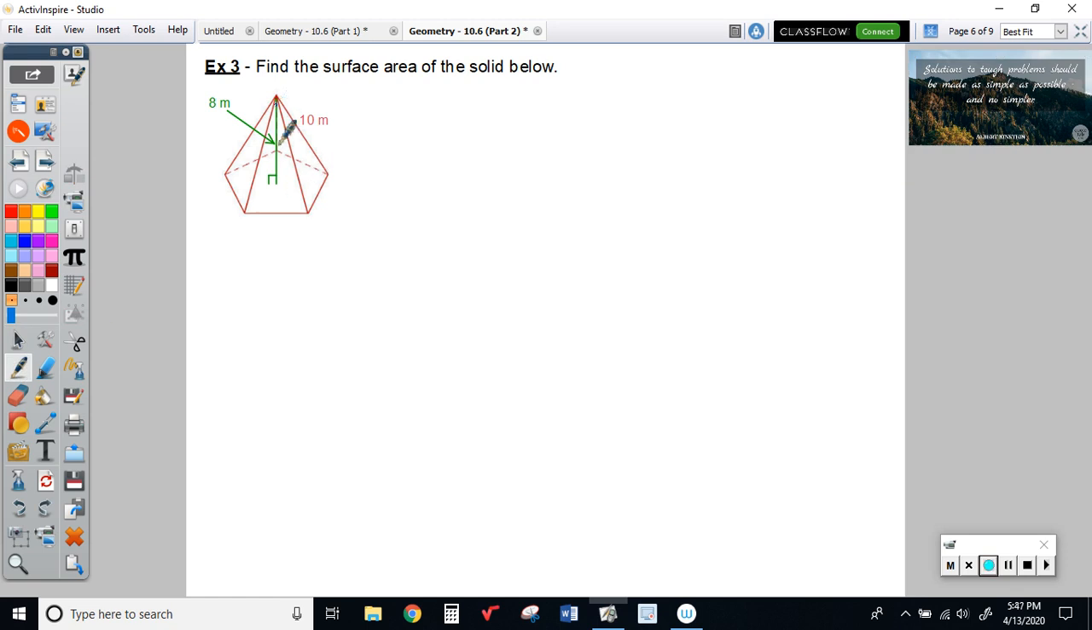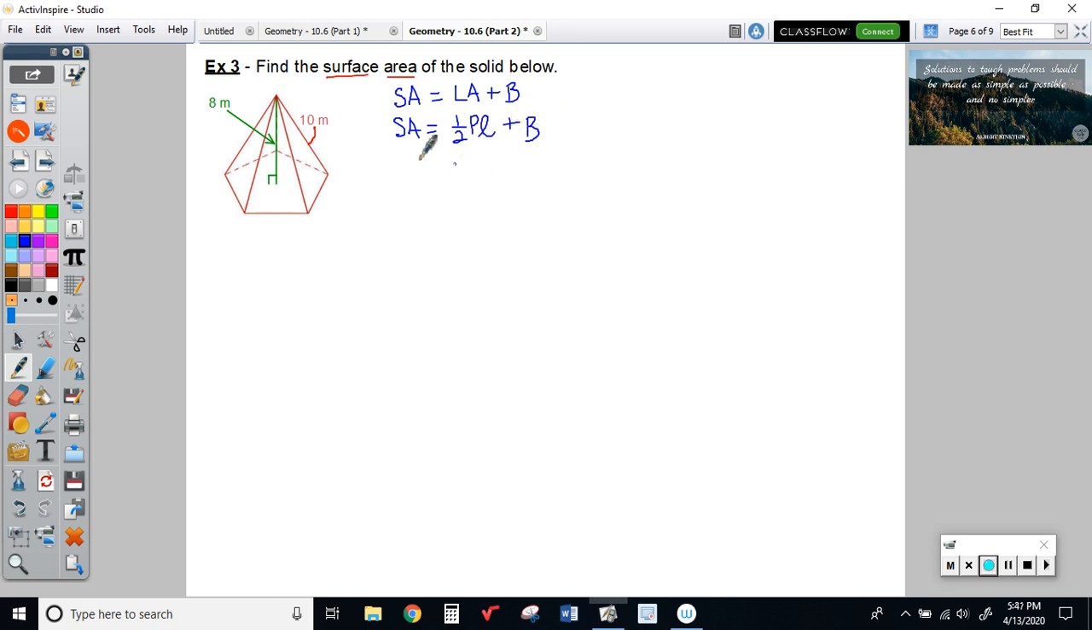So we've got the height of this, and we have a lateral edge. That's what I'm referring to here as 10. So 10 is the length of this lateral edge right here. For the formula for a surface area, let's write it out, and let's figure out what we need to figure out from there. So we need lateral area plus base. Lateral area can be replaced with 1/2 perimeter times slant height plus the area of the base.